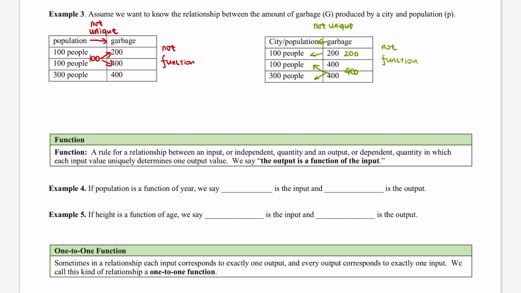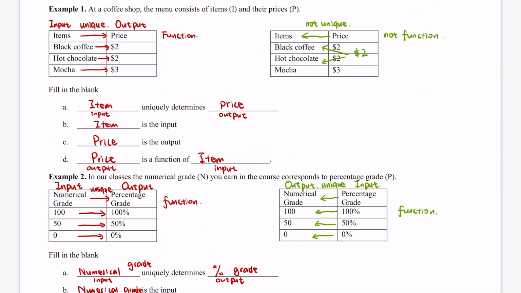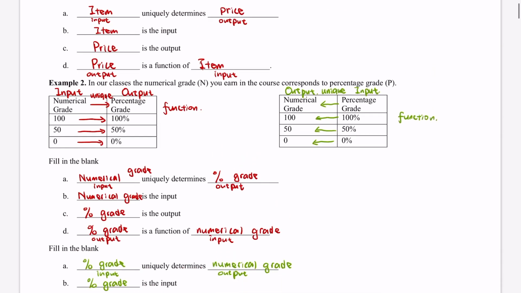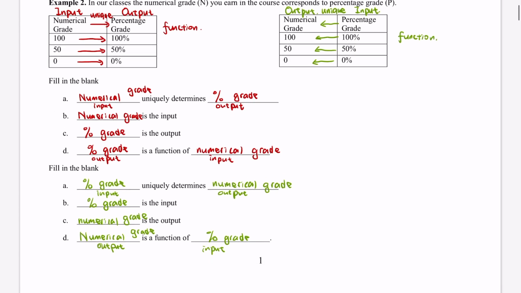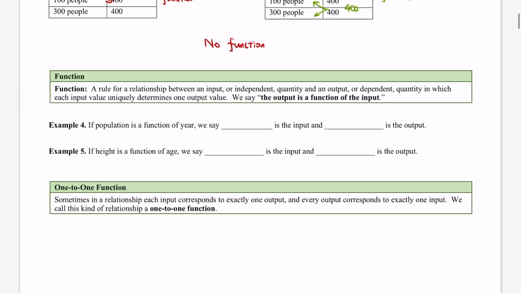So example 3 is another special case. Those two quantities do not form a function, based on the table. So that's all the possible 3 cases. In the first case, only one direction is a function. Second case, both directions are functions. And the last case, both directions are not functions. And they are all the possible cases.